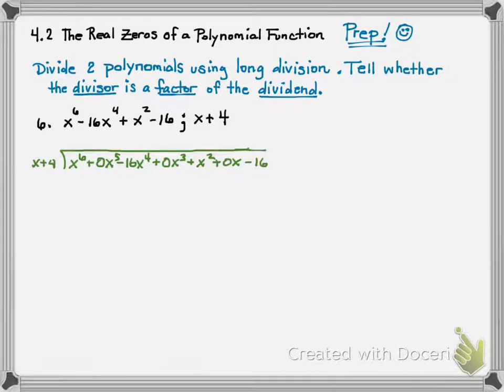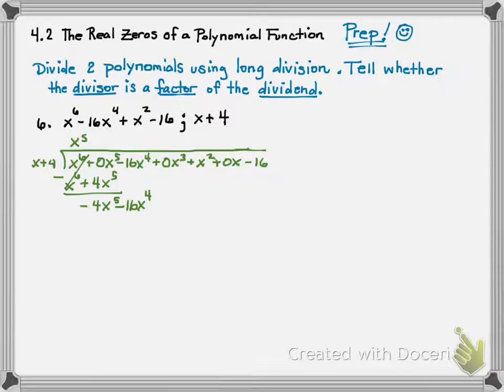All right, what times x is x to the 6th? That would be x to the 5th, right? X to the 5th distributed gives me x to the 6th plus 4x to the 5th. I'm going to subtract these guys. Those go away. And this is a minus 4x to the 5th. All right, I'm going to bring down my minus 16x to the 4th.